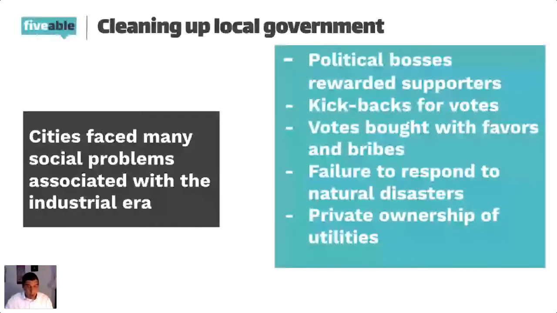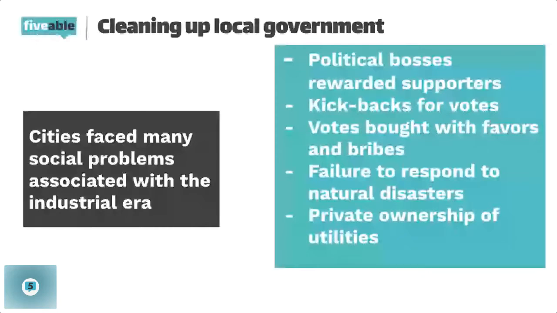So cities were facing problems. One of them was political, where political bosses took over the cities. They would basically say, vote for me and I'm going to take care of you, and they would reward their supporters. They would give kickbacks for votes. That means, hey, vote for me and I'm going to give you something. That's called a bribe, which is illegal. It's corruption. They would buy votes.